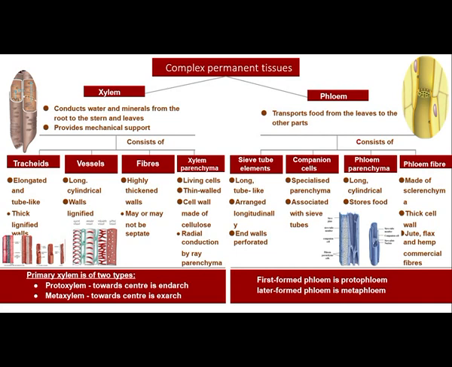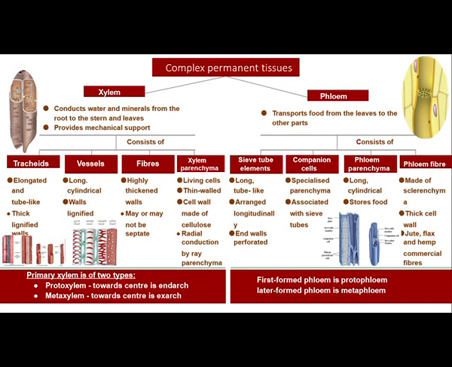Firstly, coming to the xylem. It functions as a conducting tissue for water and minerals, as you all know. It conducts water and minerals from the root to the stem and the leaf, and it also provides mechanical support to the plant. Now, on the basis of origin, xylem can be of two types, the primary xylem and the secondary xylem.